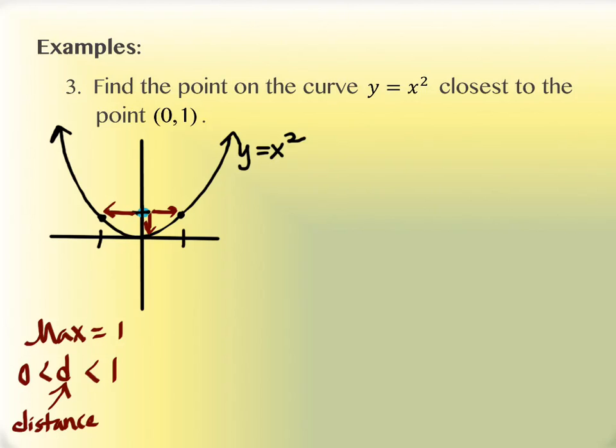Okay, so how do I know if that actually is the answer? I mean, I know that's possible. It could be just 1 away, but maybe it's closer. Well, it's distance that I'm trying to minimize, right? I want to minimize the distance. How do I find distance?